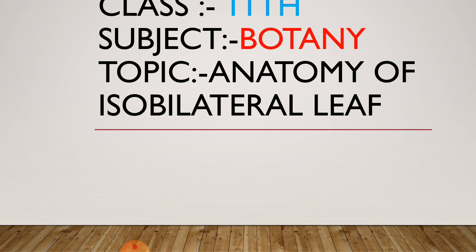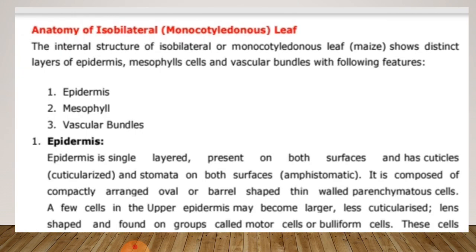The internal structure of this isobilateral leaf does not show much differentiation on upper and lower sides. That means there is no difference or distinction between upper and lower sides. The internal structure of the isobilateral or monocot leaf shows distinct layers of epidermis, mesophyll cells, and vascular bundles with the following features. So there are three main regions. First is epidermis, second is mesophyll cells, and third is vascular bundles.